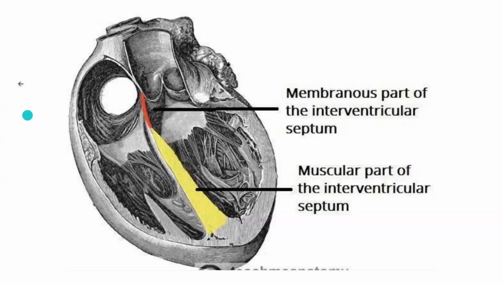So basically, the membranous part of the interventricular septum takes up 1/3 of the whole septum, whilst the muscular part takes up 2/3. What helps me remember is that the muscular part has more muscles, it's stronger. So the membranous part is weaker. Therefore, it's more prone to being defective in a ventricular septal defect.